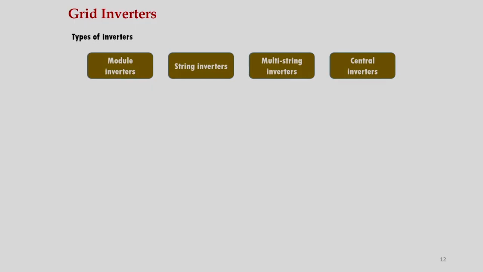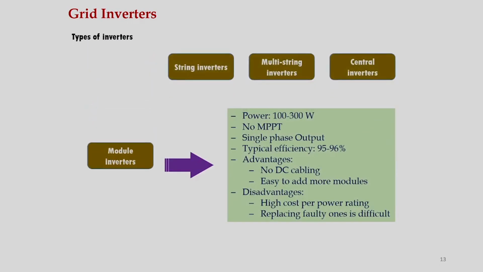So, there are different kinds of grid inverters. Primarily there are 4 categories: module inverters, string inverters, multi-string inverters and central inverters. Let us study one by one. So, what do you mean by module inverters? Basically these are classified based on the power ratings.